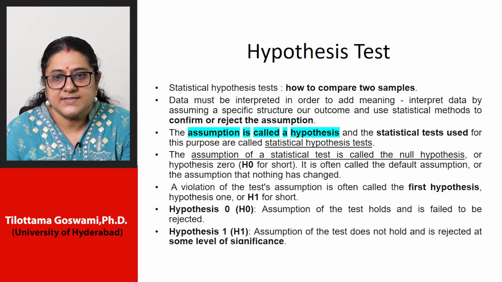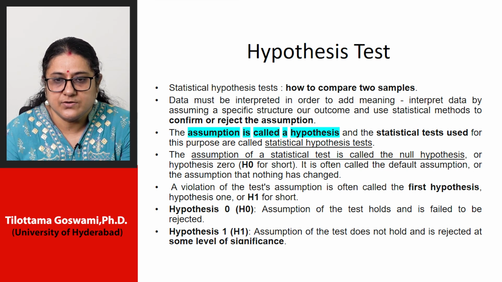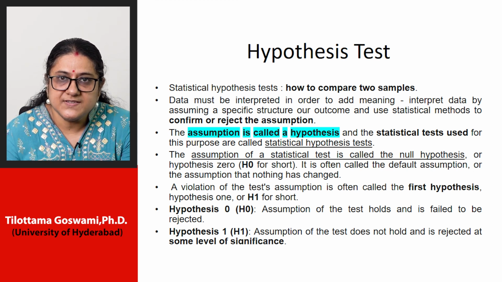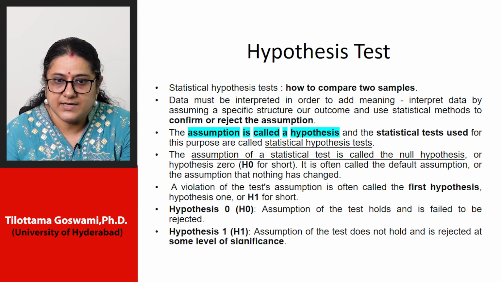The assumption of the statistical test is called the null hypothesis, H0 in short, or a default assumption. A violation of the test's assumption is often referred to as the first hypothesis, H1. So there are two hypotheses, H0 and H1. The H1 is the alternative to the assumption of the test, which does not hold and is rejected at some level of significance.